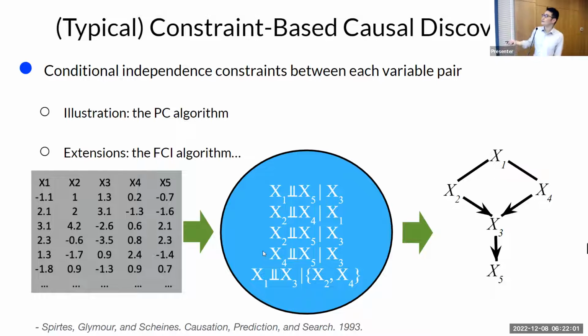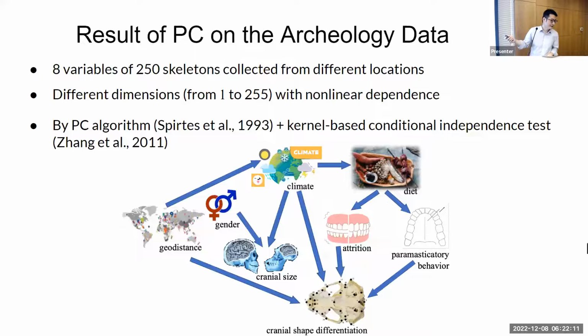Okay. So now let's try to address those 2 issues regarding how you can find the direction and how you can allow a lot of latent confounders. Yeah, it's clear.